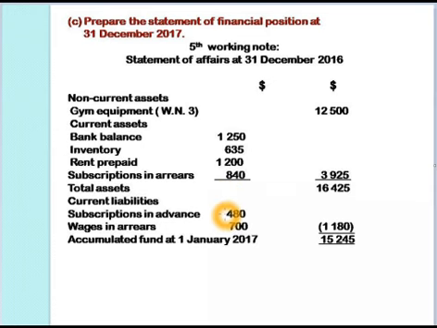That is subscription in advance, which was mentioned in this first bit, and this subscription was given as on 1st January 2017. So this was brought forward from December 2016, so that will be mentioned here, and the same will be the case with the wages. Once we write both of them, add them and subtract from the total assets, we get the accumulated fund at 1st January 2017, which we are going to use when we are making the statement of financial position at 31st December 2017.